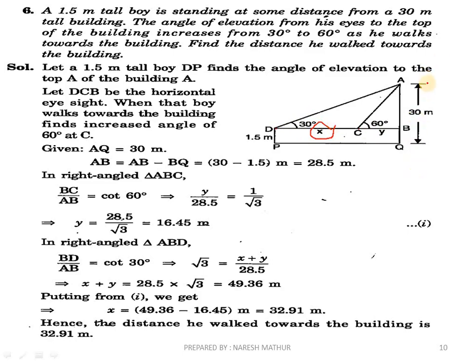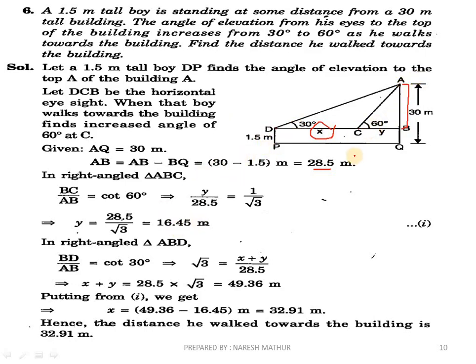Alright, the height of the building is given as 30 meter and height of the boy is given as 1.5 meter. Now see, if the height of the observer is given, then obviously the line of sight will be 1.5 meter above the horizontal level. So the effective height will be taken as AB, that is AQ minus BQ, that is 28.5 meter only. We have to subtract this height from the total height so that we can find the required value. Alright, so we are given angle B is 30 degree, angle C is 60 degree.